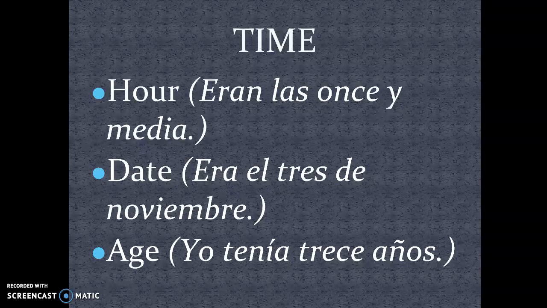And also, we use el imperfecto for age. Yo tenía 13 años. Pause the video one last time. Haz el ejemplo al principio, at the beginning of página 3. Then unpause the video to complete the last bit of information.